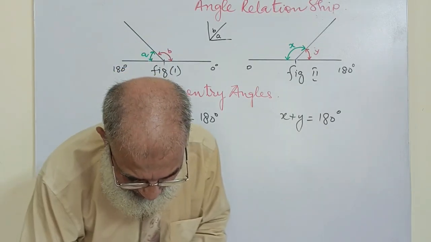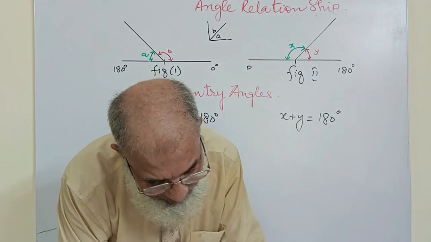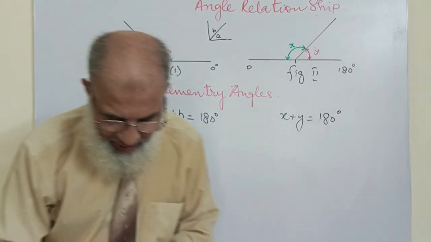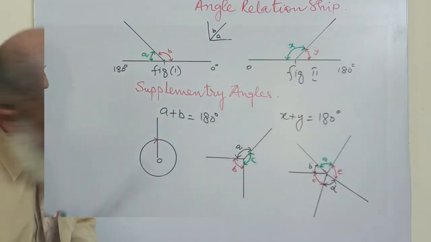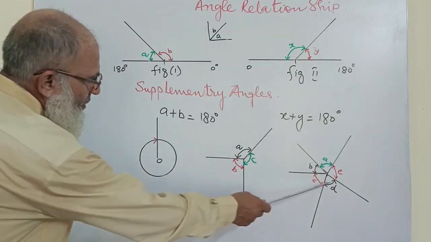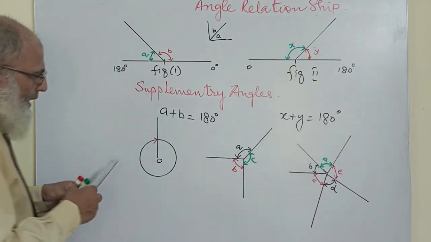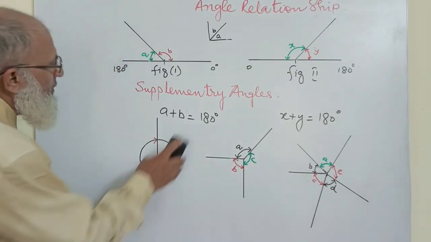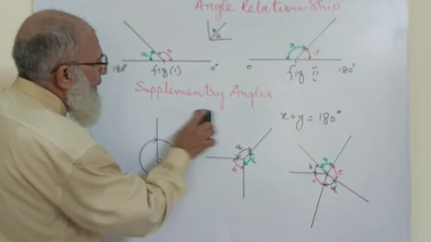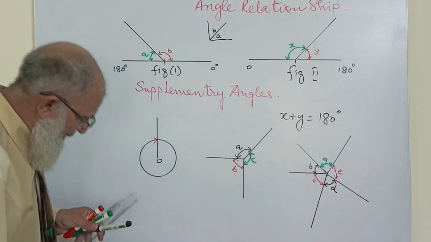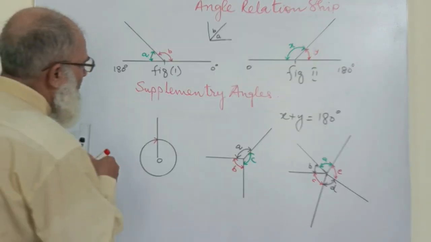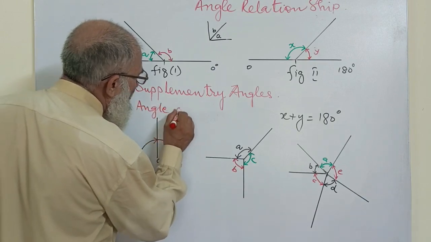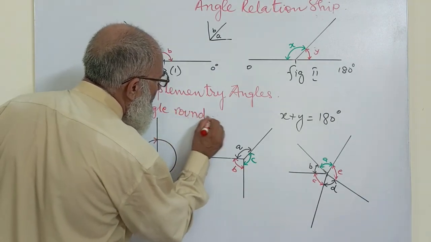Now I'll tell you, there are two relations more left which are very easy again. Dear students, you can see three figures here. These are the angles round a point. If I write it here, angles round a point.